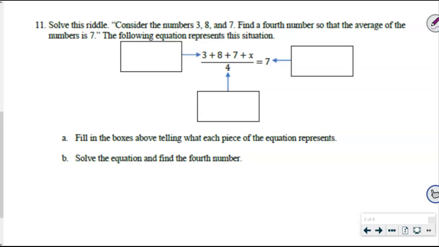Okay, and now come back and share with the class. Raise your hand to share. How do we find an average? Thank you, Sam.